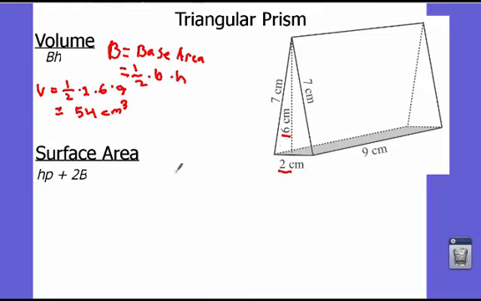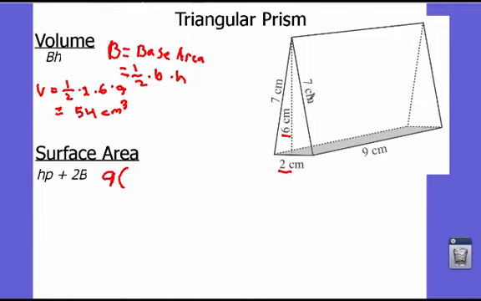So to find the surface area, what we're going to do is take this formula here, HP plus 2B. Now the big B, same as up here, is the base area. H is the height, and P stands for the perimeter of the base. So if we fill in our numbers, we end up getting something like this. H is 9. Then we're going to multiply that by the perimeter.